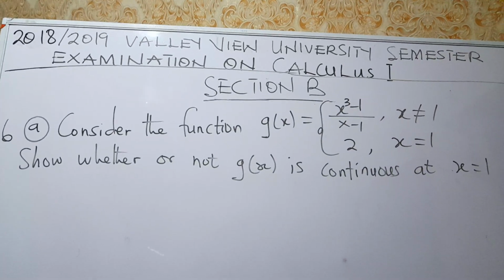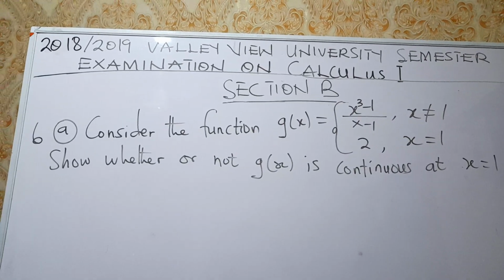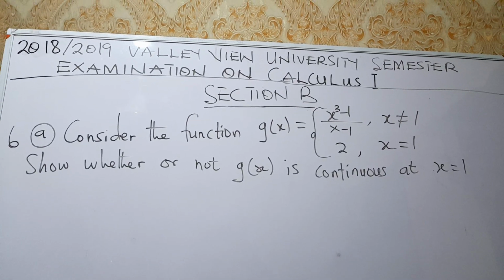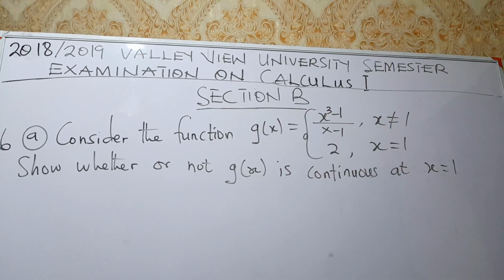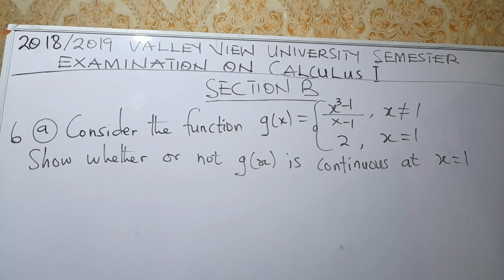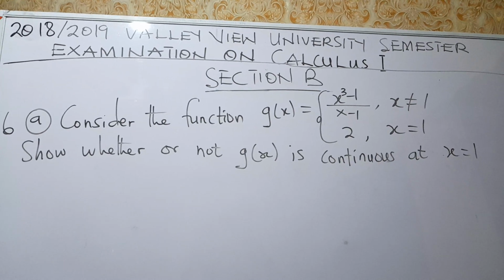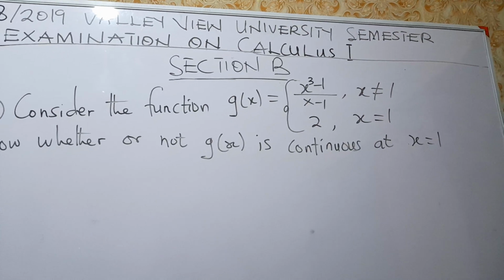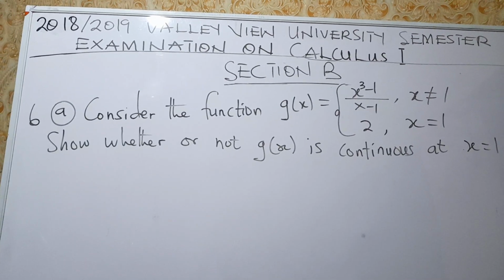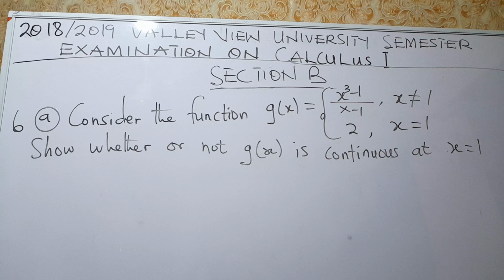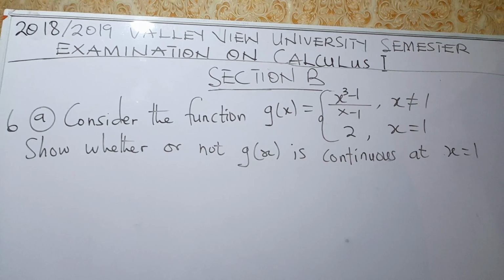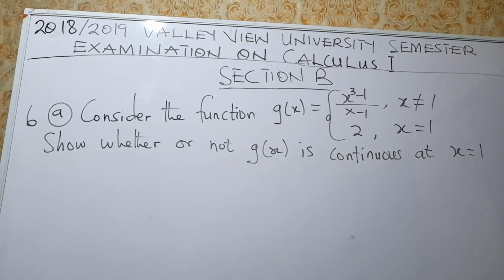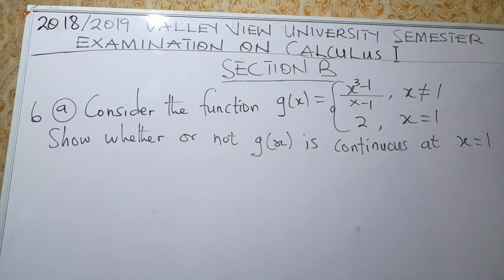Okay, so we'll go to question 6 and we'll look at the A aspect, which is worth 7 marks. It says, consider the function g of x equal to x cubed minus 1 over x minus 1 if x is not equal to 1, and g of x is equal to 2 when x is equal to 1. Now show whether or not g of x is continuous at x equal to 1. So this is on continuity of a function.